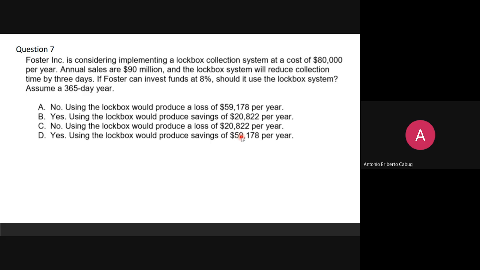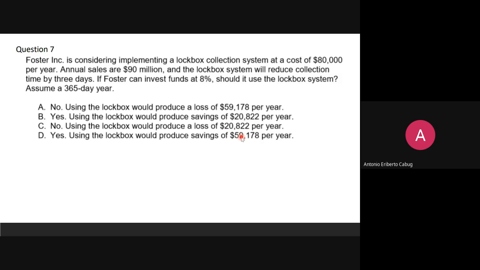Okay, number 7. Foster Inc. is considering implementing a lockbox collection system at a cost of $80,000 per year. Annual sales are $19 million. The lockbox system will reduce collection time by 3 days.